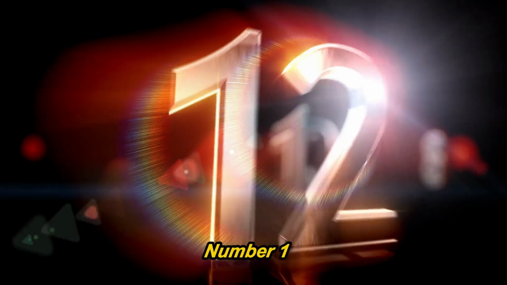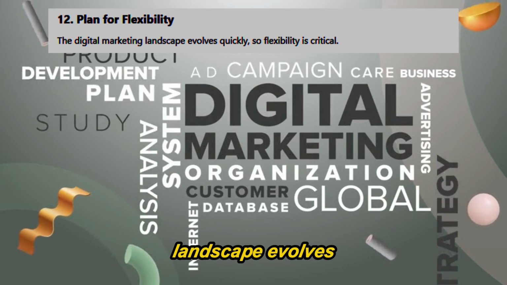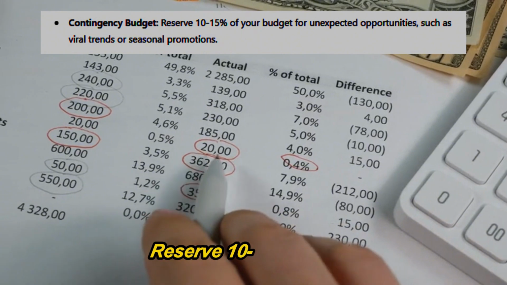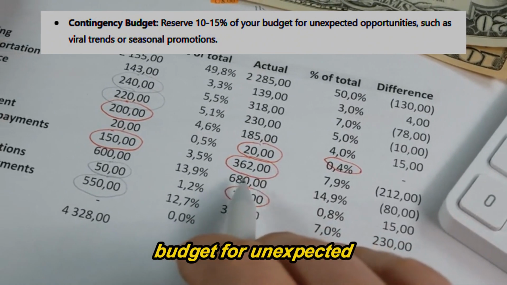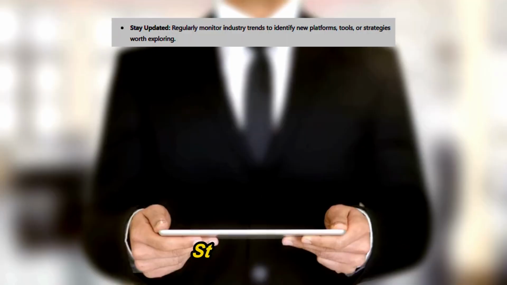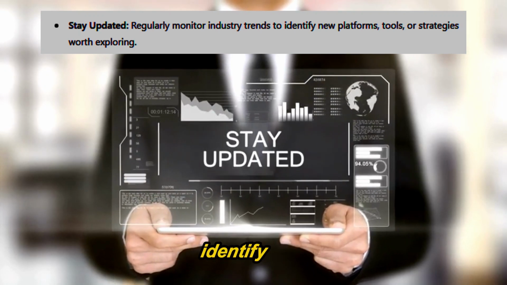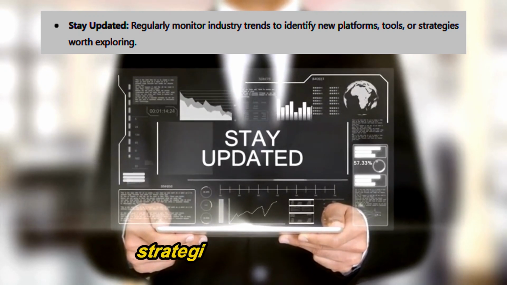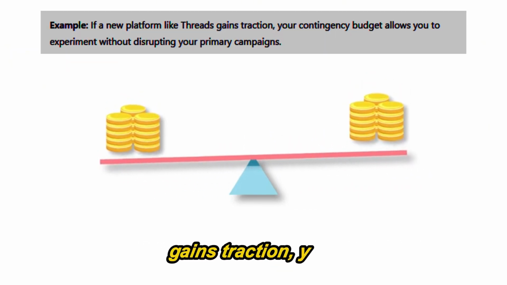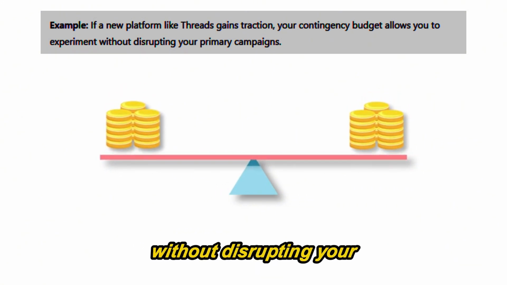Lastly, number 12: plan for flexibility. The digital marketing landscape evolves quickly, so flexibility is critical. Contingency budget: reserve 10 to 15% of your budget for unexpected opportunities, such as viral trends or seasonal promotions. Stay updated. Regularly monitor industry trends to identify new platforms, tools, or strategies worth exploring. Example: if a new platform like Threads gains traction, your contingency budget allows you to experiment without disrupting your primary campaigns.